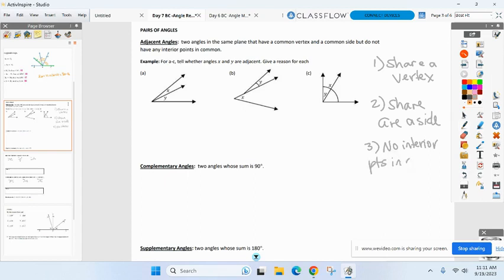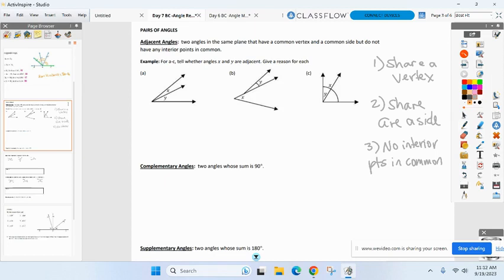I know that makes zero sense, but I'll show you what I mean here in a second. So all three have to happen for two angles to be adjacent, all three. All right, look at diagram A. Let's figure out, are angles X and Y adjacent to each other or not? Ready? Let's go down the list.